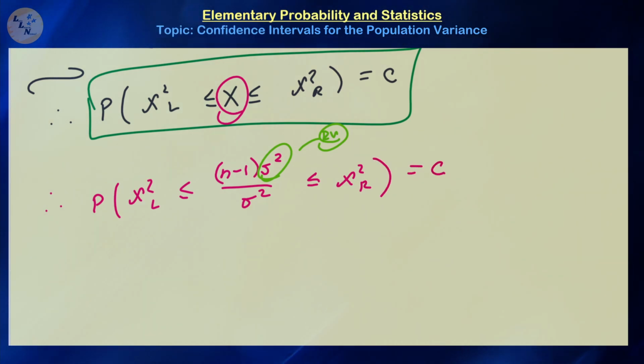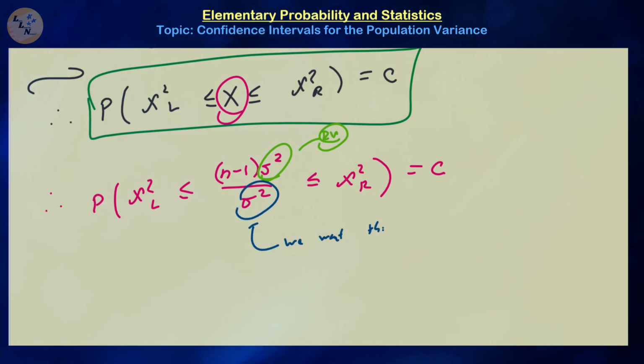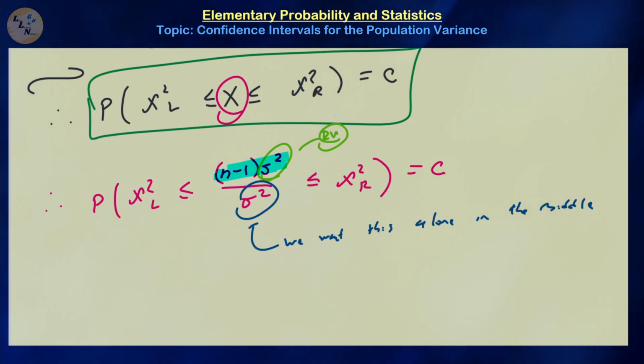Now, what do we want in the middle in order to construct a confidence interval? We want this alone in the middle. And then we have something like sigma squared plus or minus epsilon, because we're going to have something on the left and something on the right, and that's going to give us what we want. So what we need to do is get rid of this object. So keep in mind, n is a number usually bigger than or equal to 2. Therefore, n minus 1 is going to be a positive number.